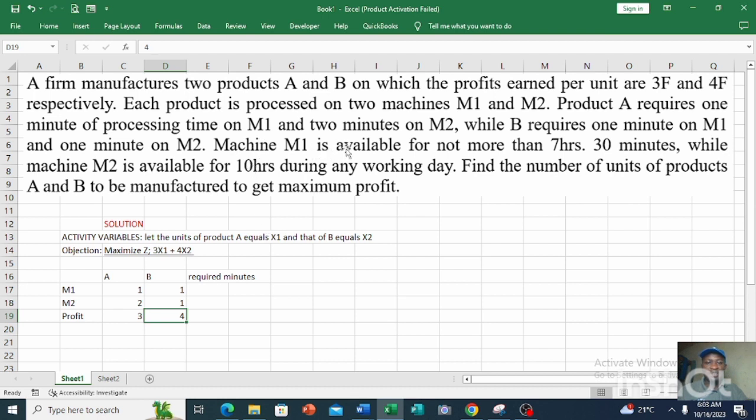Machine M1 is available for not more than 7 hours 30 minutes. And machine M2 is available for 10 hours during any working day. So M2 is available for 10 hours.